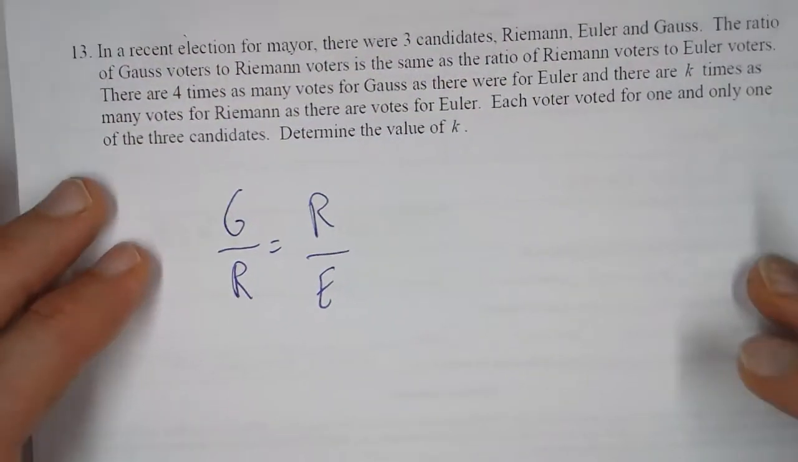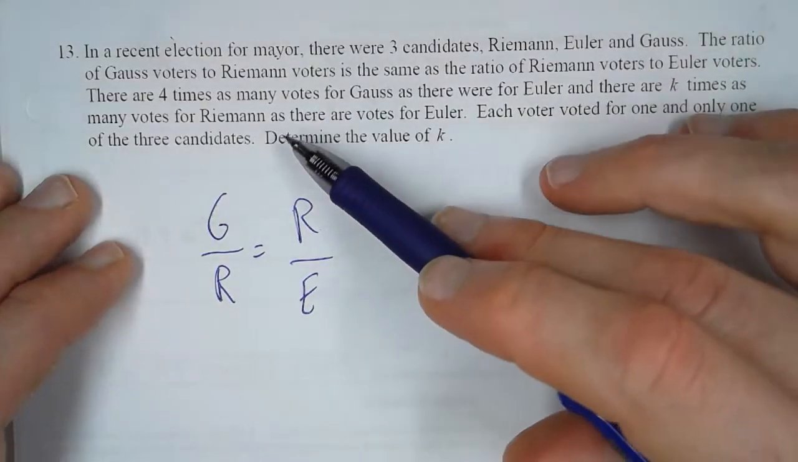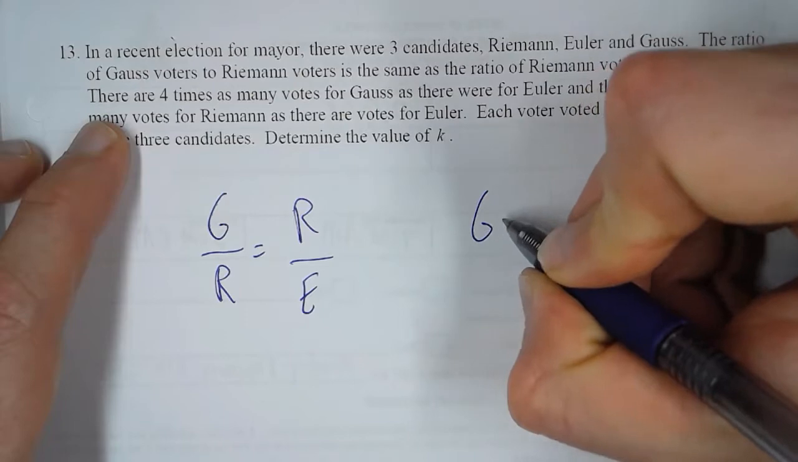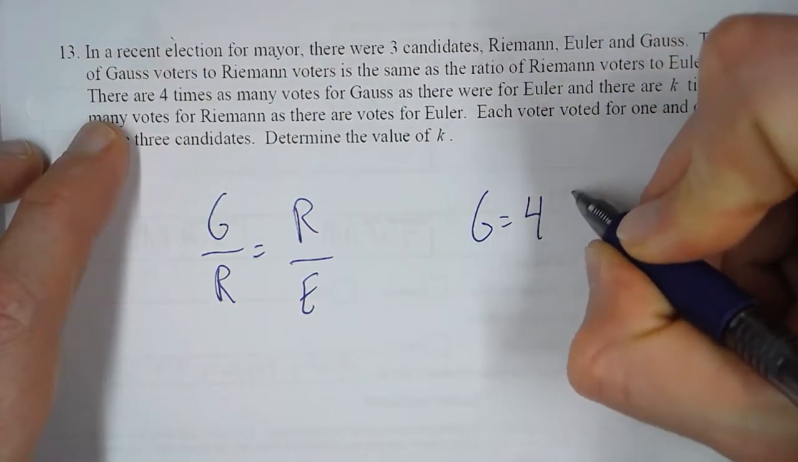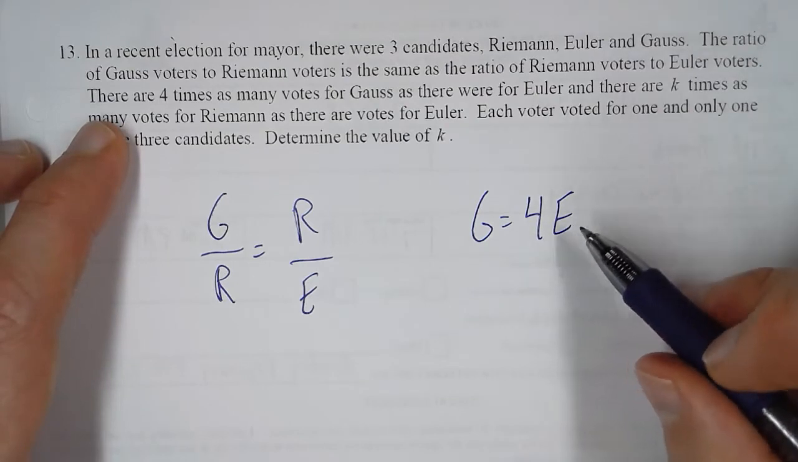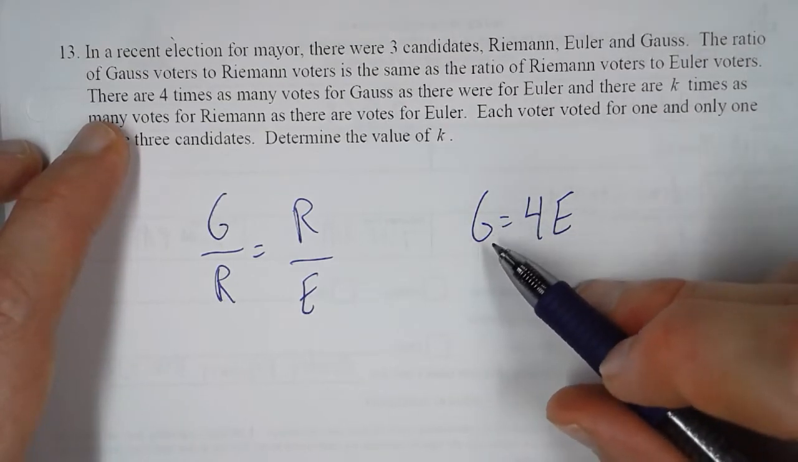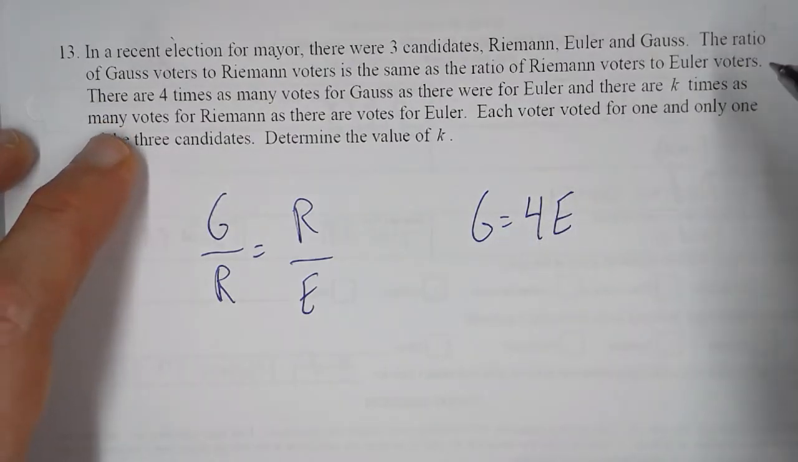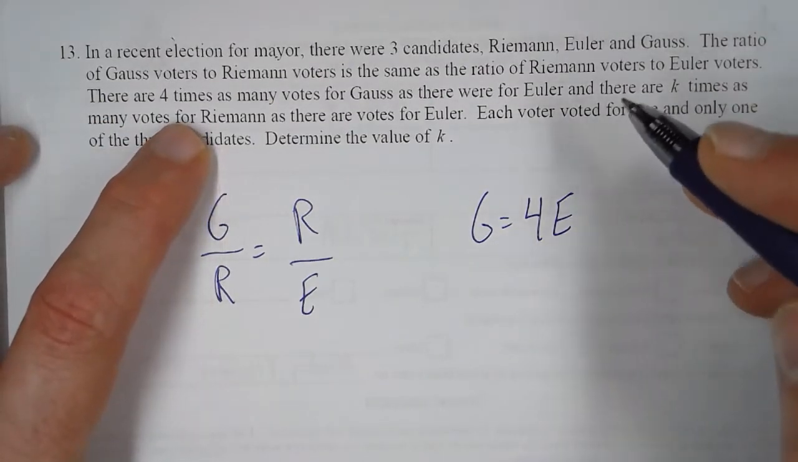Now from this sentence, we can gather that G over R equals R over E. Those two ratios are the same. There are 4 times as many votes for Gauss as there are for Euler. So that means Gauss is 4 times the number of Euler voters. So G equals 4E. We'd have to multiply the number of Euler voters by 4 to make it equal to Gauss. Then it says there are K times as many votes for Riemann as there are for Euler.